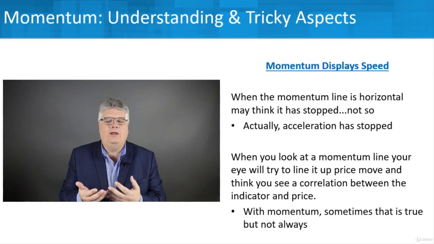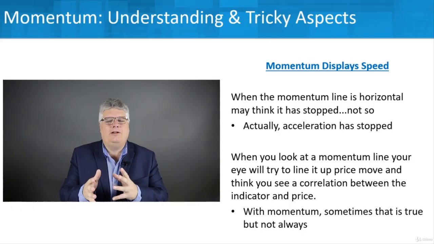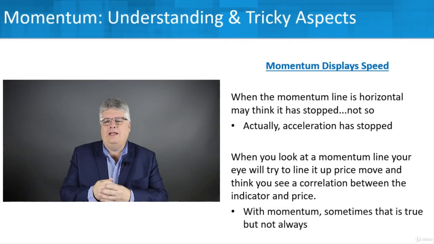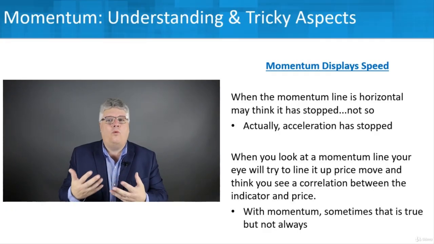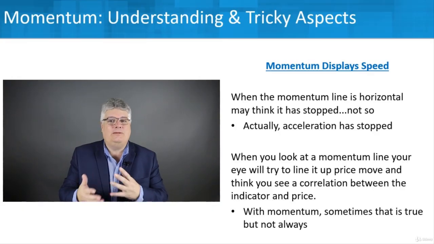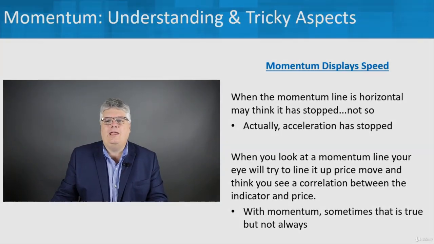When you look at momentum, your eye will naturally line up with the price. It's okay with that. We did a little bit of that in a previous lesson. And you think there's a strong correlation to what you're seeing on the chart. And that can be true for sure. That's the whole idea of using momentum, but it's not always true as far as an exact lineup, as we learned there. So that's something just to be aware of when you're looking at momentum.